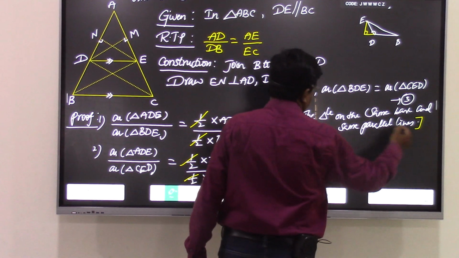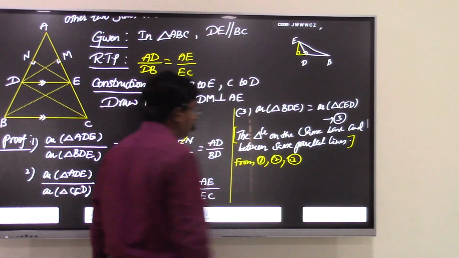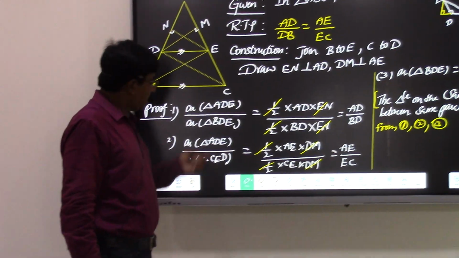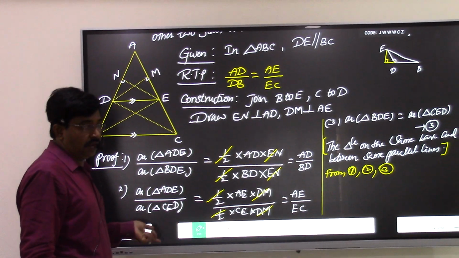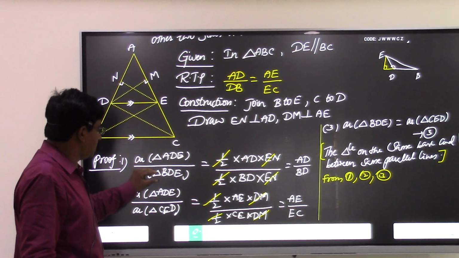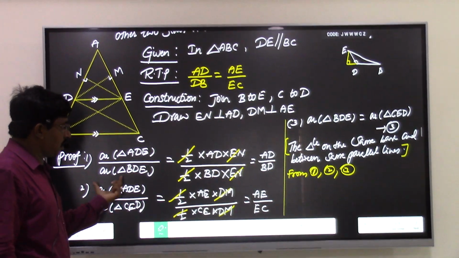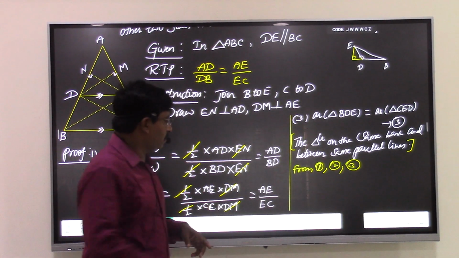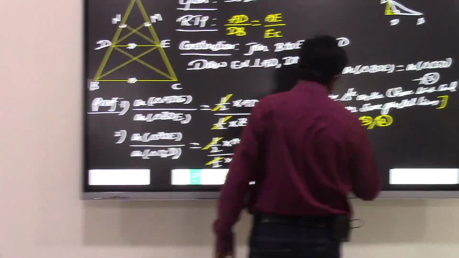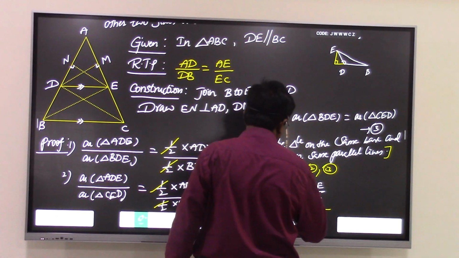So see here, from equation 1, equation 2 and equation 3. The numerators are different, and the denominators, the areas, are the same. Since both the denominators are the same because their areas are the same, we can write AD by DB is equal to AE by EC. This is called the Thales theorem.